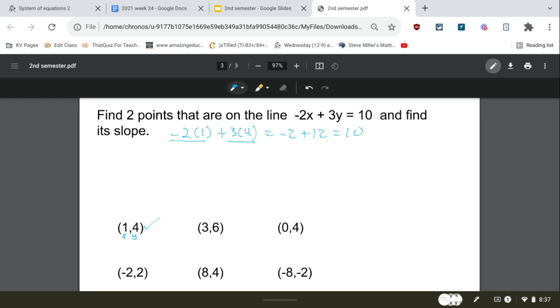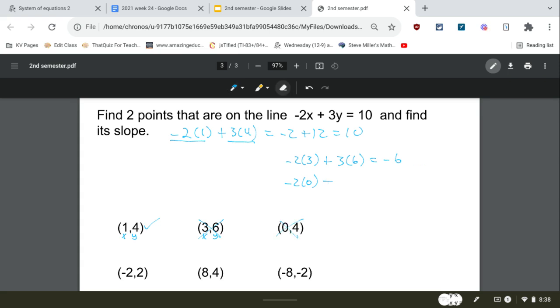All right, if we try the second point, negative 2 times 3 for x, 3 times 6 for y. This will be negative 6 plus 18, which does not equal 10. Aw, man. All right, (0, 4). This one's not going to work out. Negative 2 times 0 just is 0. And then 3 times 4 does not equal 10. This will give you a 12 right here. So that's not going to work out either.